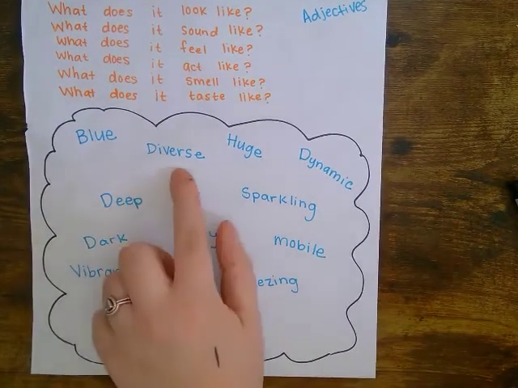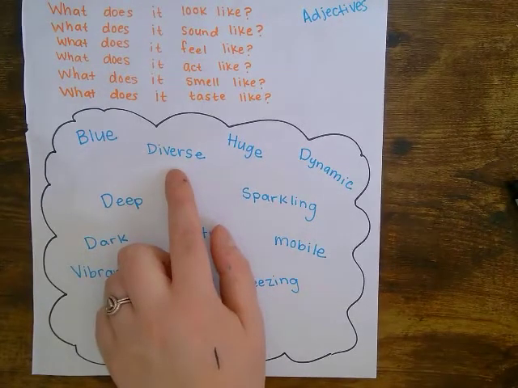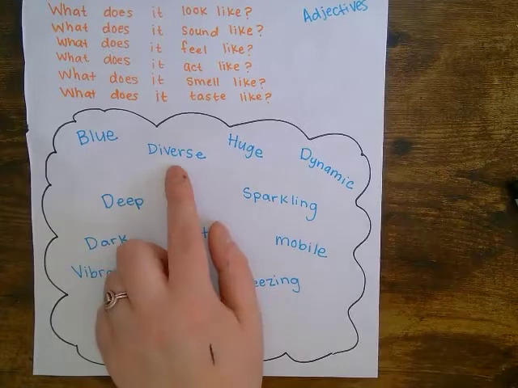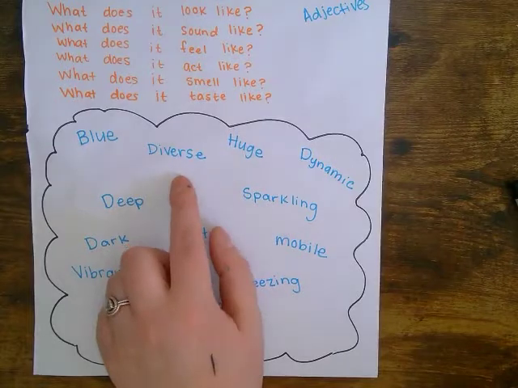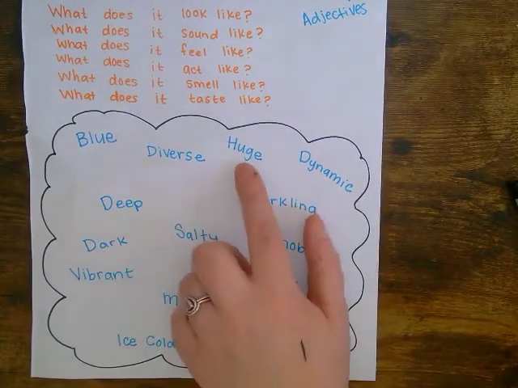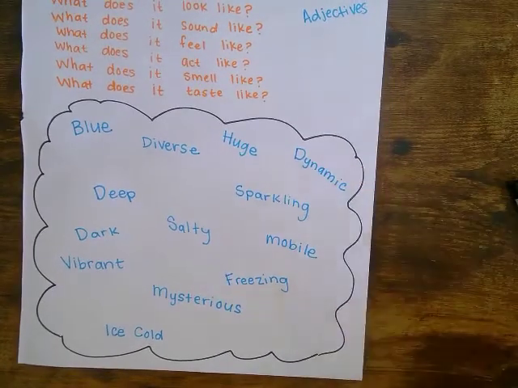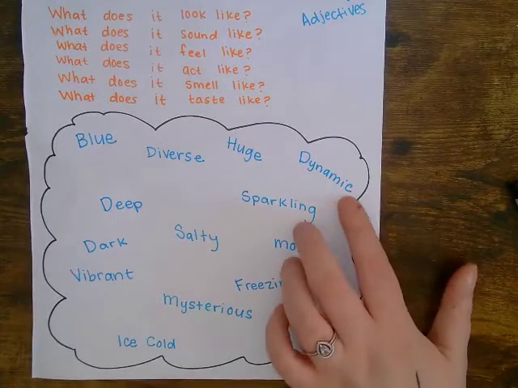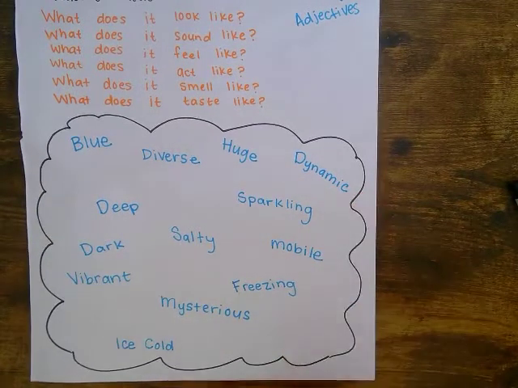It's diverse. Diverse means the ocean has lots of different types of animals and plants living in it. It's not just one kind of fish. It's not just one kind of plant. The ocean is diverse. There's lots and lots of different things living in the ocean. The ocean is huge. The ocean is dynamic. Dynamic means it's kind of like always moving and changing. It's not staying the same. That's a vivid word I really like for the ocean because the ocean is constantly changing.